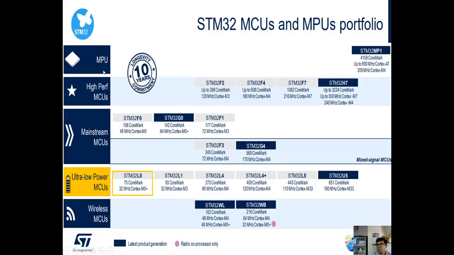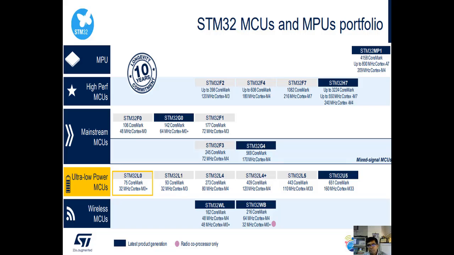Similarly, there are MPUs available. They released a few MPU series, such as the MP1 series, with a running frequency of 800 megahertz Cortex A and 209 megahertz Cortex M4. It's a kind of big-little combination. There is an MPU also released by ST Microelectronics.